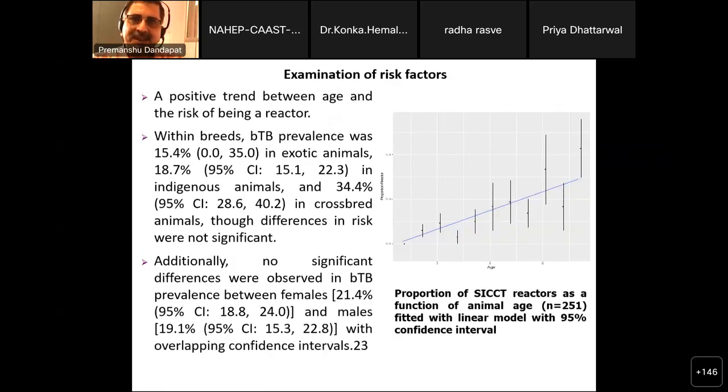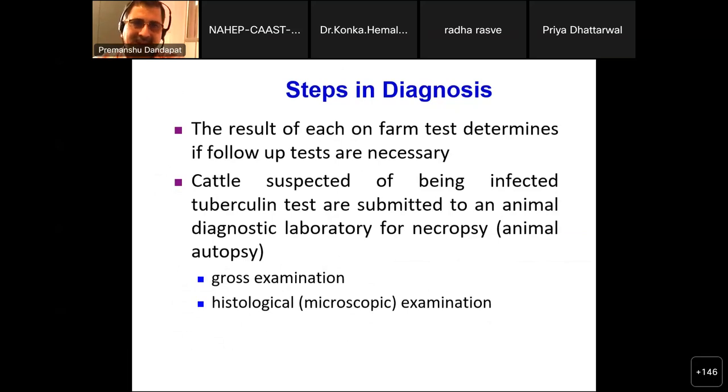Also, we tried to examine what the different risk factors are. One most important risk factor is age: if the animals are aged, the chance of getting positive for TB is higher. This is the only thing. Otherwise, with sex, there is no relation. So male and female, both can be affected. Even within breeds, yes, the exotic animal populations have the higher prevalence. But what I told you in the beginning of my slide presentation was that researchers thought that the indigenous cattle are much more resistant to tuberculosis. But whatever we are getting, it's not like that. Both indigenous and exotic can be equally affected.